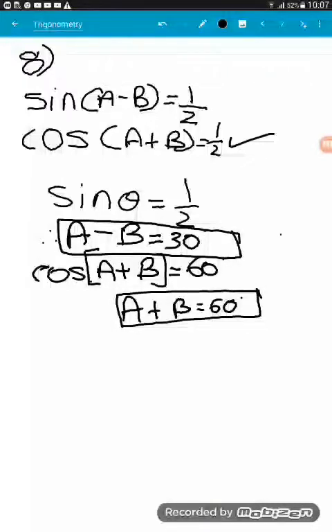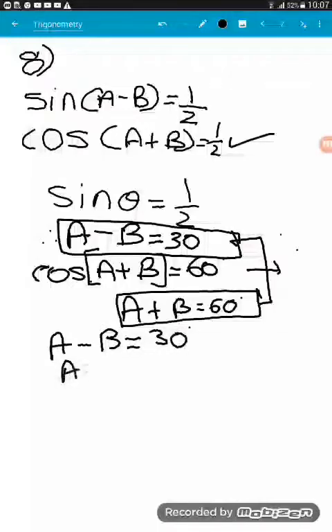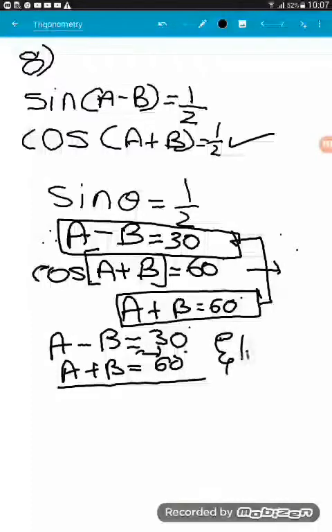Now we saw in the chapter on pair of linear equations that if it is like this, then by the substitution method or elimination method you can solve it. The better thing is to solve by the elimination method, because the variables are the same and the calculation will also be easy. For example, A minus B equal to 30 degree, A plus B equal to 60 degree. Now by elimination, this is the elimination method.